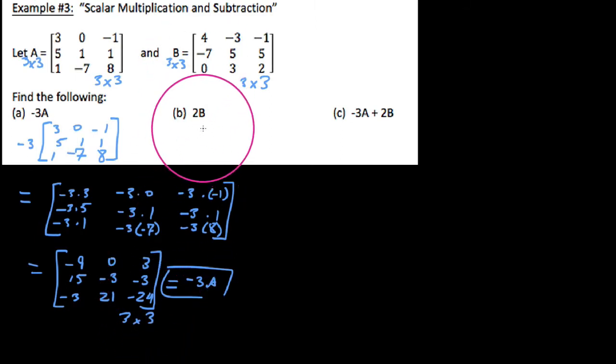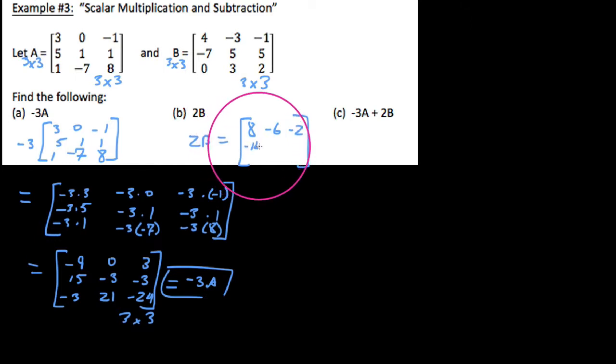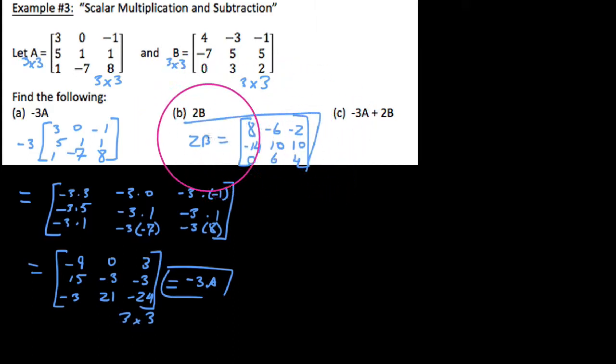So what would 2B look like? Doing this a little more mentally, 2 times all of this, 2B, is going to be equal to some new 3 by 3 where we just distributed. I would get 8, negative 6, 2 times negative 1 is negative 2, 2 times negative 7 is negative 14, 2 times 5 is 10, so I get 10 twice. 2 times 0 would be 0, 2 times 3 is 6, and 2 times 2 is 4. So this is our 2B matrix.